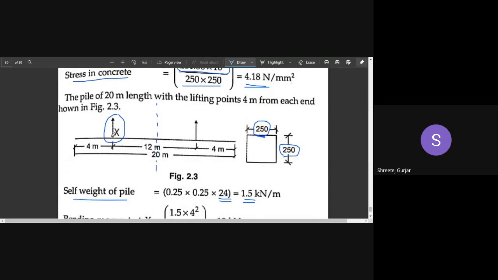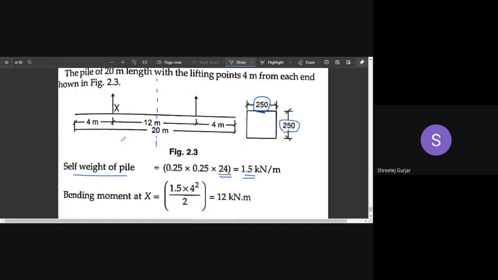So we have to calculate the bending moment which is occurring over here. You can calculate at this point, or you can calculate at this point. Both will come the same. So we'll consider that point as x, and we will calculate the bending moment at this particular point x.